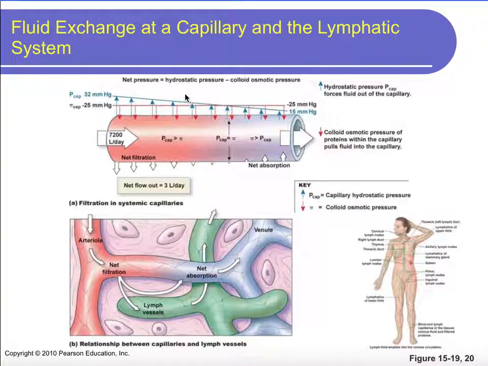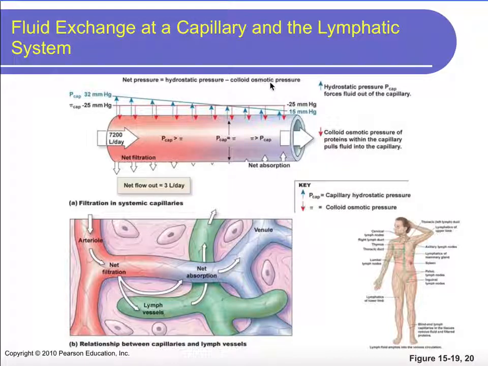But the two pressures that influence filtration and absorption are hydrostatic pressure and osmotic pressure. So wherever you have high hydrostatic pressure, it's going to push fluid out from that area. If we have a lot of hydrostatic pressure in the blood vessel, that's going to promote filtration. It's going to promote the movement of fluids out of the blood vessels into the interstitial space.